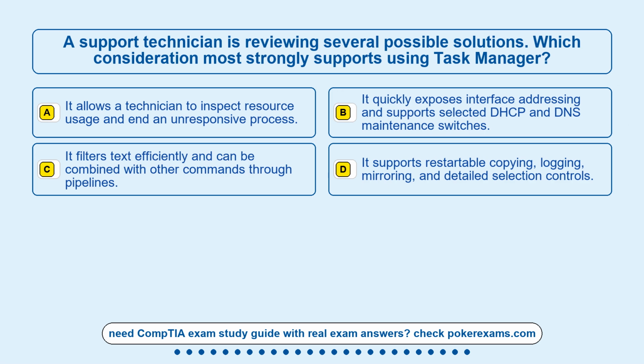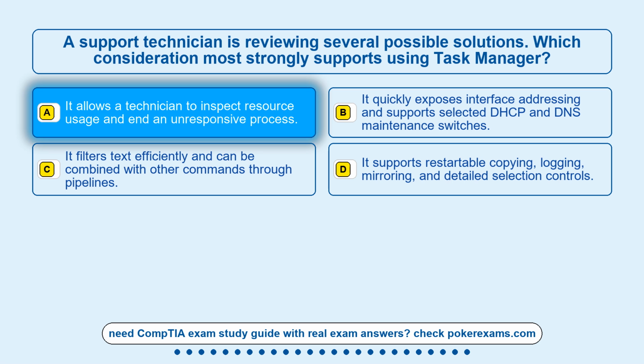Question 16. A support technician is reviewing several possible solutions. Which consideration most strongly supports using Task Manager? Option A. It allows a technician to inspect resource usage and end an unresponsive process. Option B. It quickly exposes interface addressing and supports selected DHCP and DNS maintenance switches. Option C. It filters text efficiently and can be combined with other commands through pipelines. Option D. It supports restartable copying, logging, mirroring, and detailed selection controls.